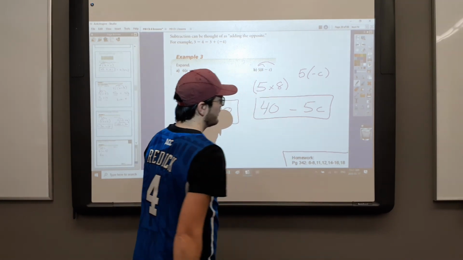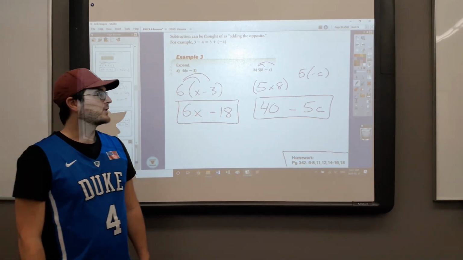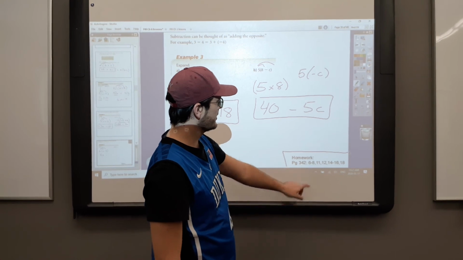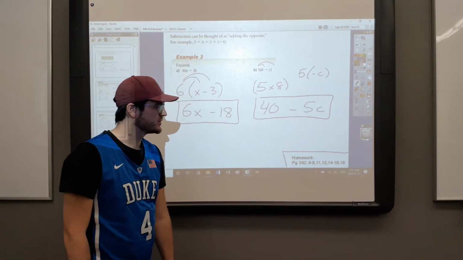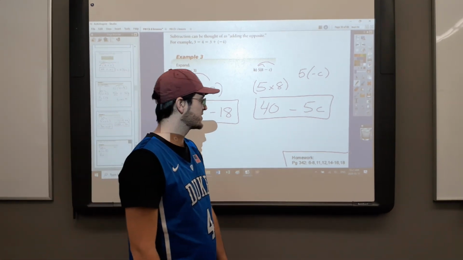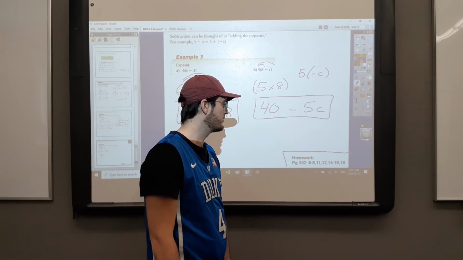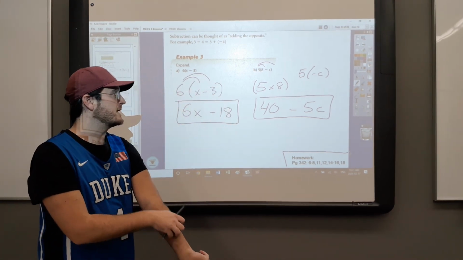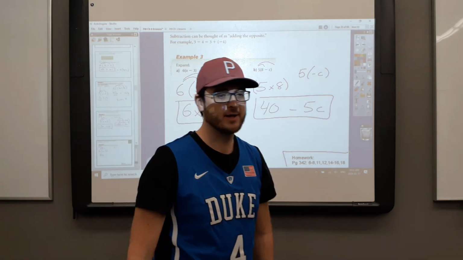Okay. Wow, such a quiet class. This is refreshing. Page 342. We've got a few questions for you to practice there: 6 through 8, 11, 12, 14 through 16, and 18. So hopefully that makes some sense.